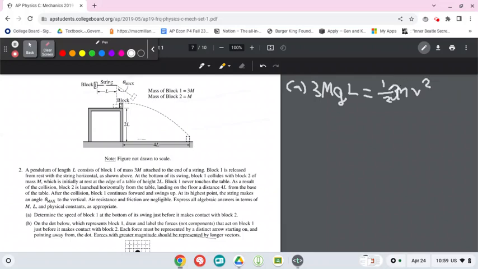One half times 3m times v squared. Well, anyways, the 3m cancels out. And then if you rearrange this, you get that v is equal to the square root of 2gL. Great. So that's our answer for part A. Now let's look at part B.